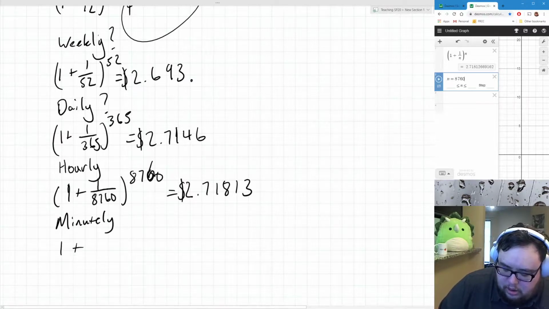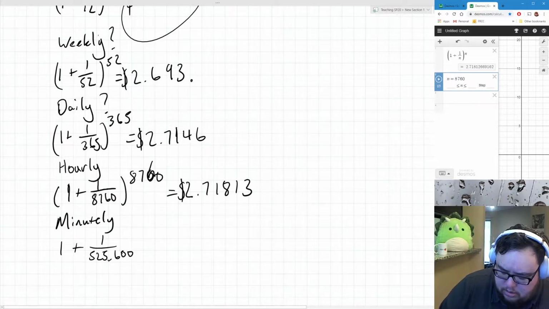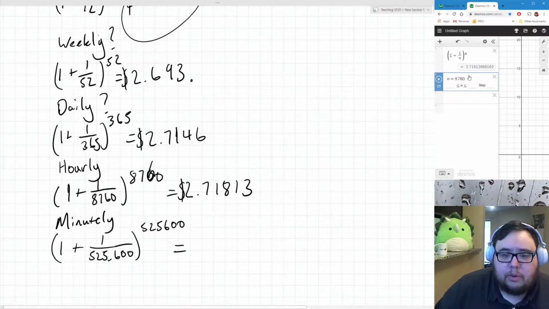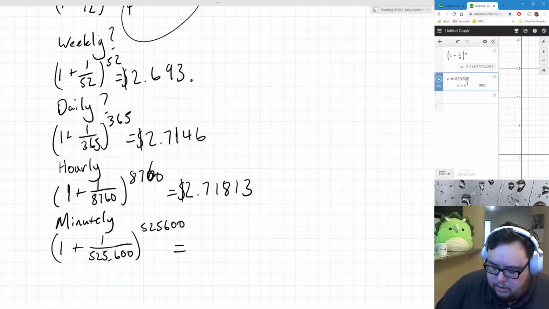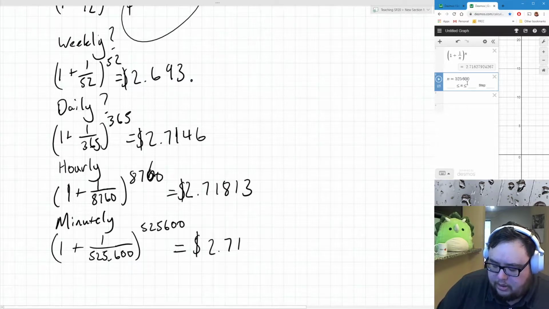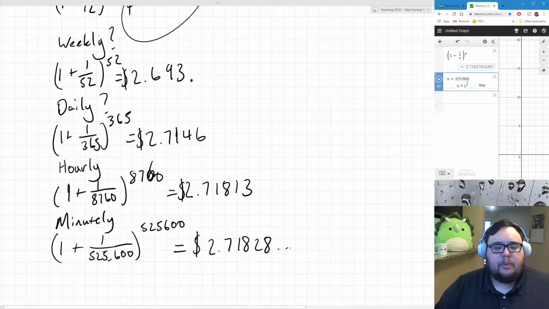There are 525,600 minutes in a year, which I remember because of the musical Rent. And if we plug in 525,600, we end up with about $2.71828.